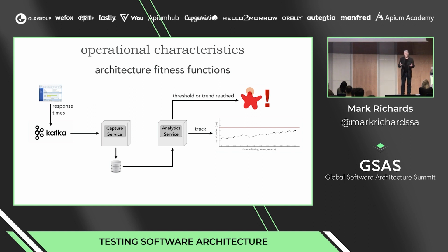We can use message queues. But the point is we get that information asynchronously out to someplace as fast as possible. Then we write a capture service to be able to read those topics and then store all that raw data. Now the fun part comes. Now we get to write analytics services that actually take that raw data and start measuring that data, tracking that data over time. And that tracks until we reach a trend or a threshold to alert me. And that's how a fitness function works.